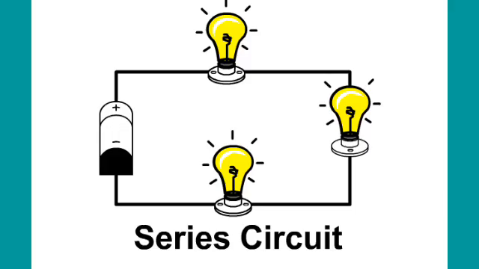Let us consider three bulbs connected in parallel. Here, V is the voltage across the bulbs and I1, I2, I3 is the current across each bulb. The current I from the battery is the total of the individual currents flowing through the resistances or bulbs. So, the total current I equals I1 plus I2 plus I3.